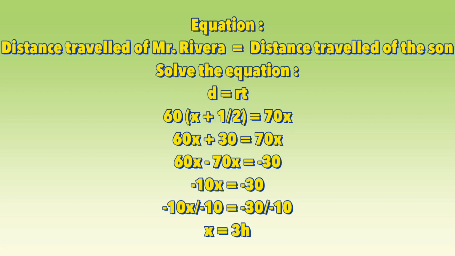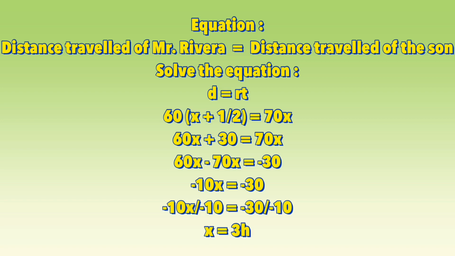transpose all the variables to the left side of the equation and the constant to the right side of the equation. Okay, 60x, then 70x transposed to the left side of the equation becomes negative 70x, equals the positive 30 becomes now negative 30, because when we transpose we're going to change the sign. And now next is to simplify. 60x minus 70x equals negative 10x equals negative 30.